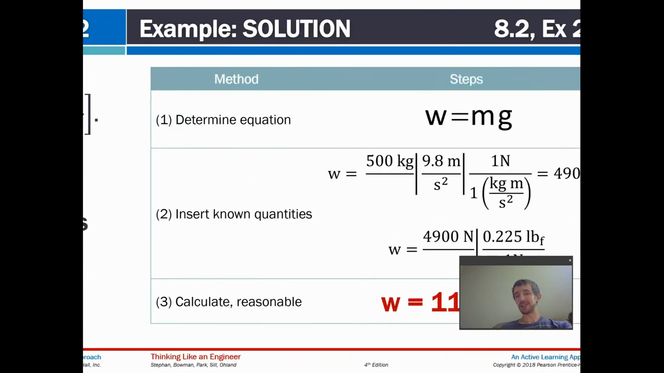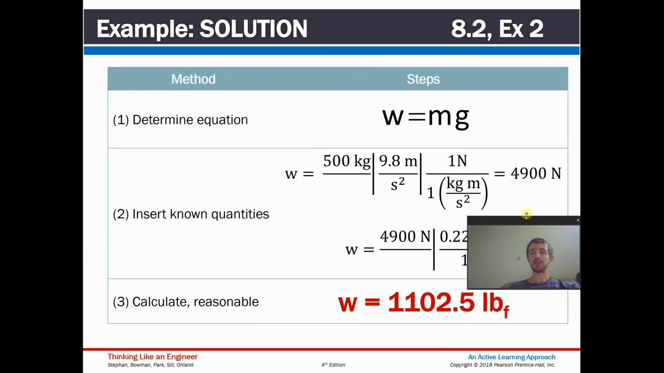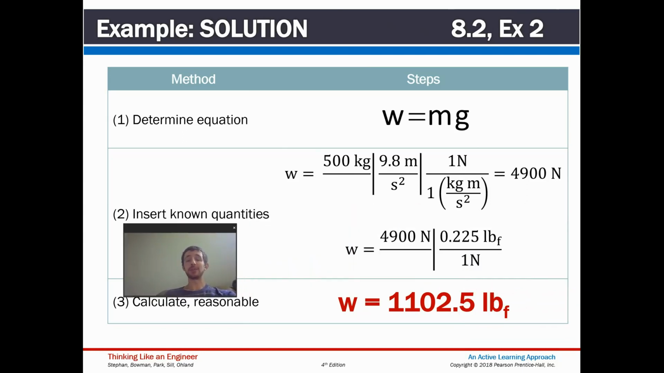Let's find out. And they get 1102 because they use 9.8 instead of 9.81. I'm more correct this time. Don't make me feel bad, PowerPoint. So 1104. And they did it just like we did. They calculated the force in newtons, and then they converted that force to pound force.